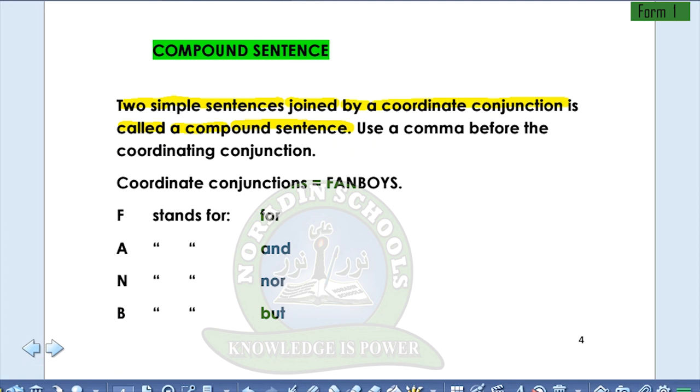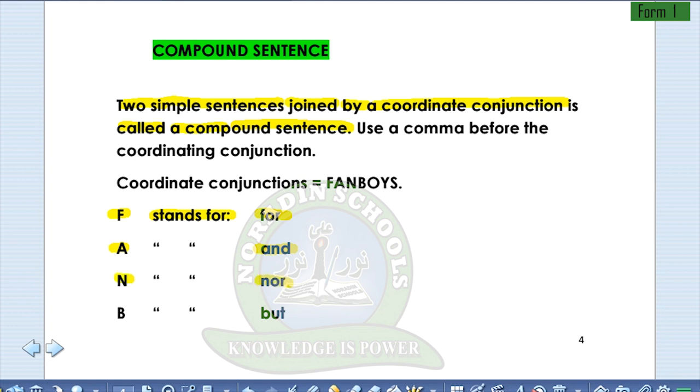Okay. F stands for for. And the word for is a coordinating conjunction used for reason. A stands for and, and it usually combines two sentences with equal priorities.